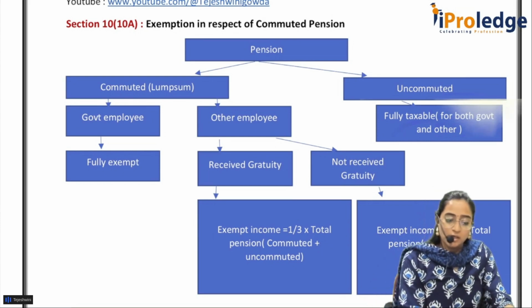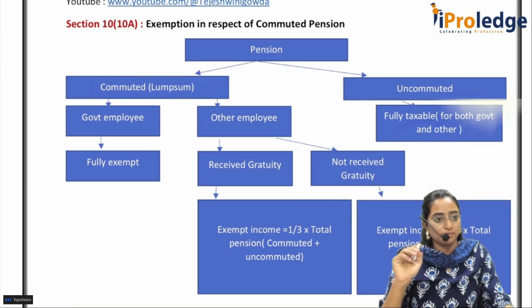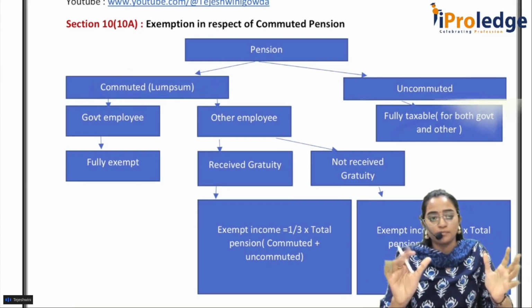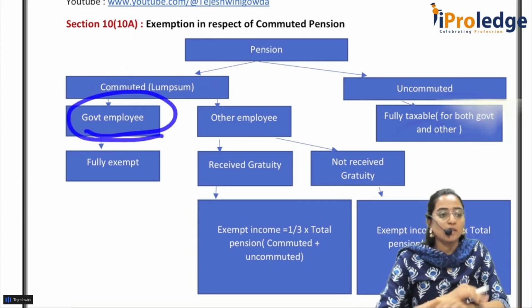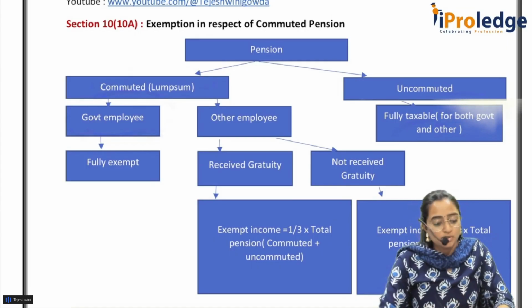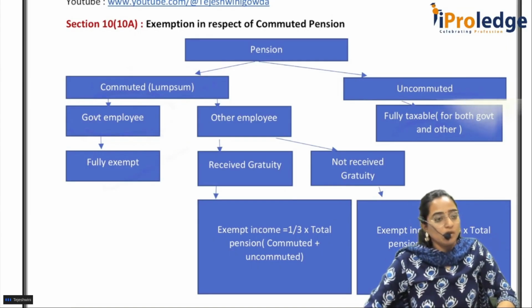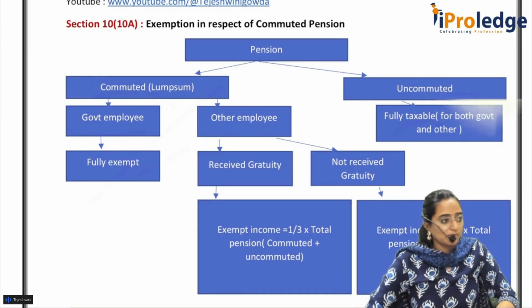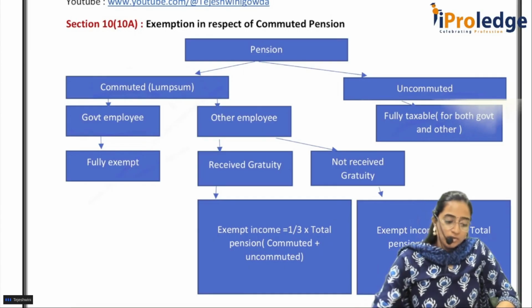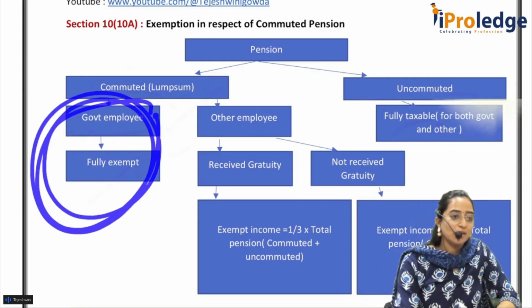Now, with regard to commuted pension: commuted pensions are lump sum, in one shot, a one-time settlement. Remember, government employees, who are lucky people for life, whatever pension amount they receive is going to be fully exempted for them. Work also lucky, timings also lucky, salary also lucky, tax also they are lucky. Fully exempted.